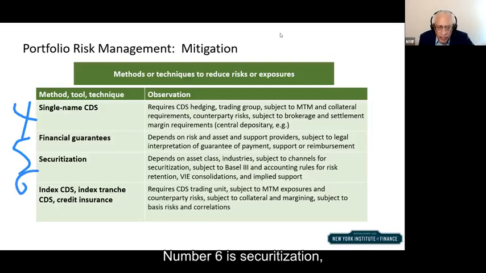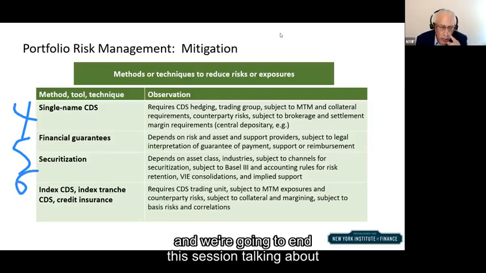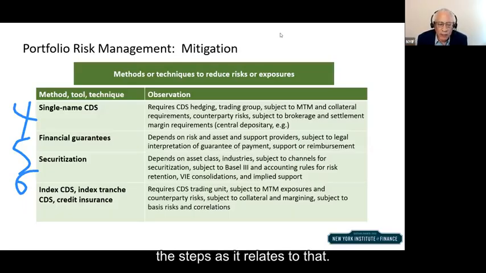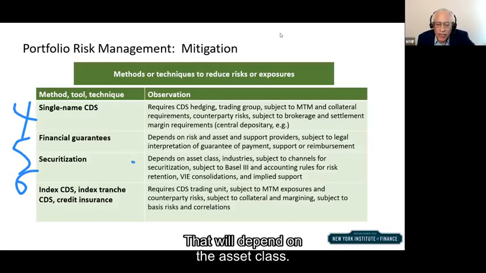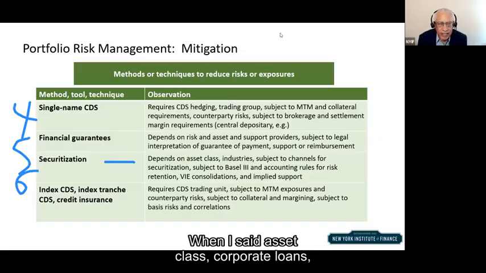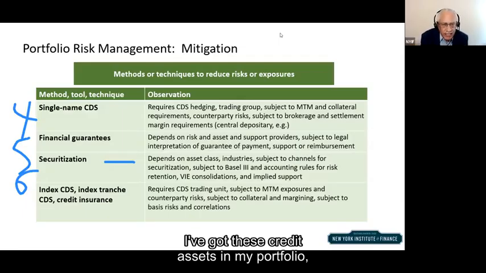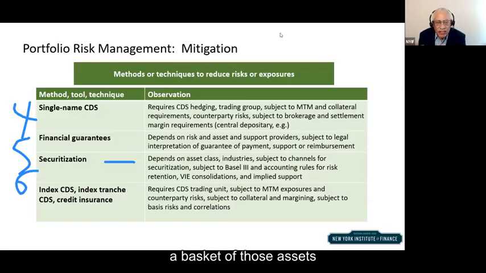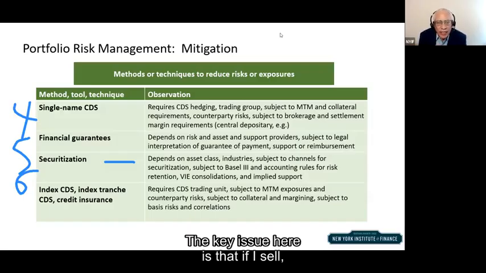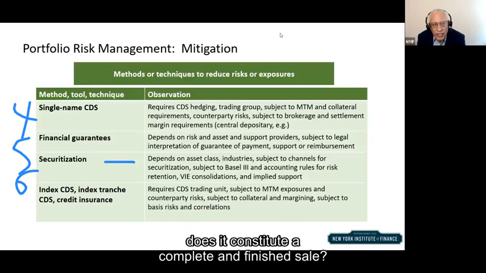Number 6 is securitization, and we're going to end this session talking about securitization and some of the steps related to it. That will depend on the asset class. When I say asset class, I mean corporate loans, mortgages, the types of exposure, whatever it is. I've got these credit assets in my portfolio, and then I'm going to take a batch, a bundle, a basket of those assets and sell them into a securitization. The key issue here is that if I sell, does it constitute a complete and finished sale?